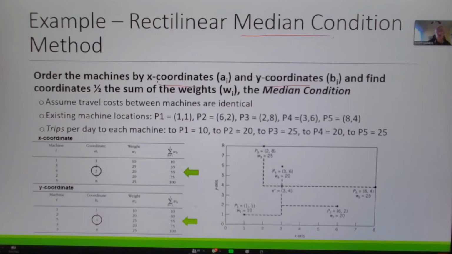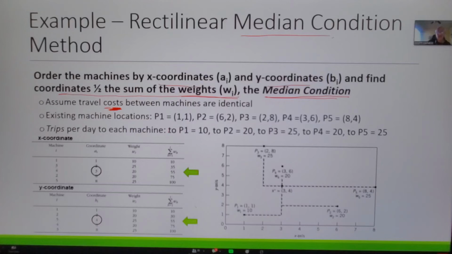We're going to order the machines by X and Y coordinates and find the coordinates that are half the sum of the weights in the X and the Y direction. And that will be the median, not the middle, not the mode, but the median condition. We're not going to consider travel costs, which is generally the case. Travel costs are almost always the same. The only time it might be different is if you have to have a specialized piece of equipment to move things around. Okay?